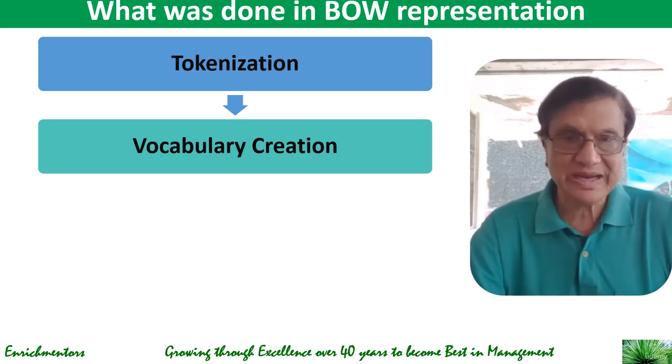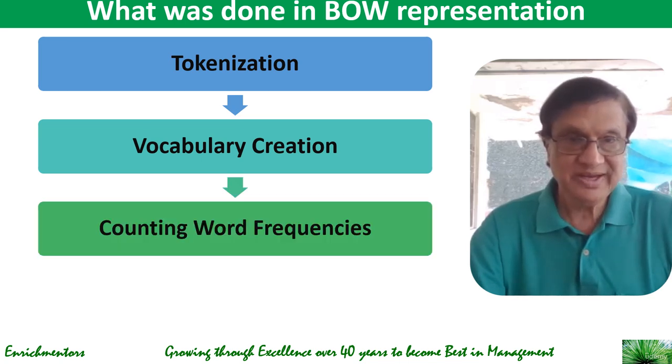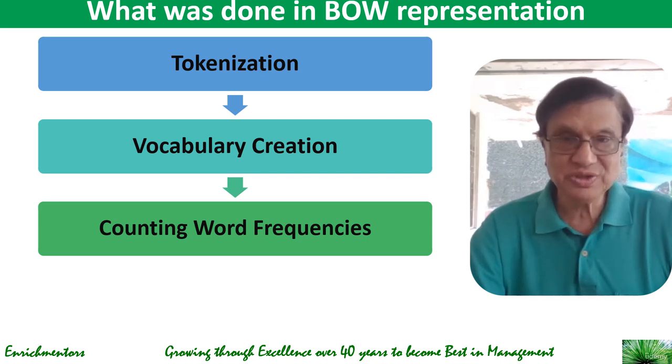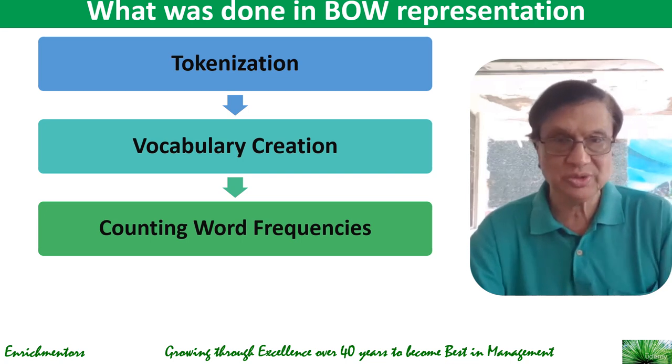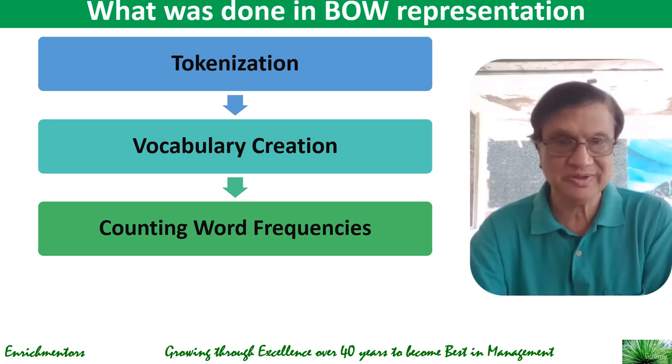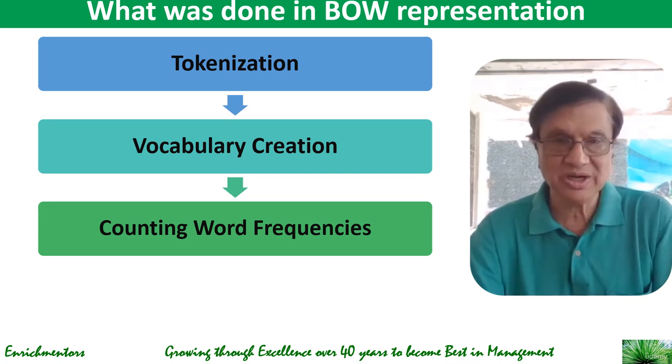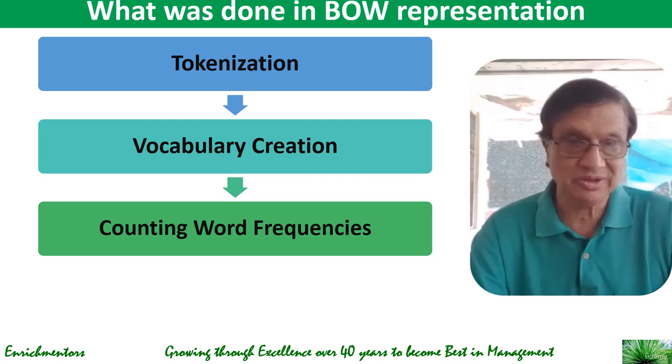Each word in the vocabulary became a feature in a BOW representation. Then, for each document, that is the review, the frequency of each word in the vocabulary was counted. This was done by traversing through the tokenized representation of the document and incrementing the count for each word encountered.